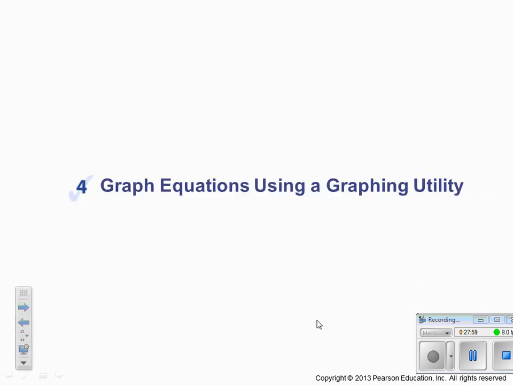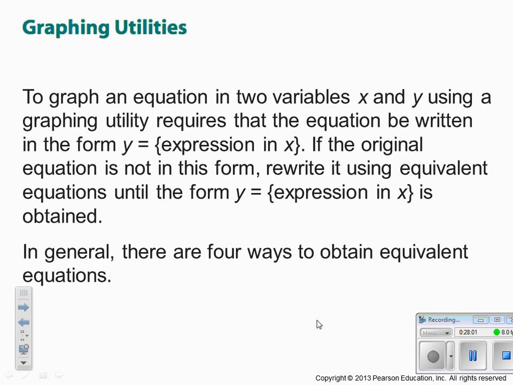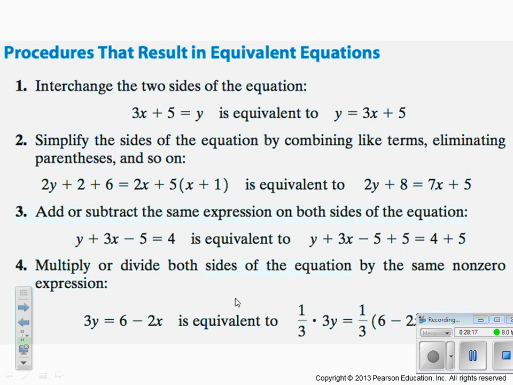All right, so doing the same thing if you use your graphing calculator. What all this says is that you have to have your function, your equation, in y equals form, which is really easy. So if I have 3x plus 5 equals y, I want to make sure I go y equals 3x plus 5.